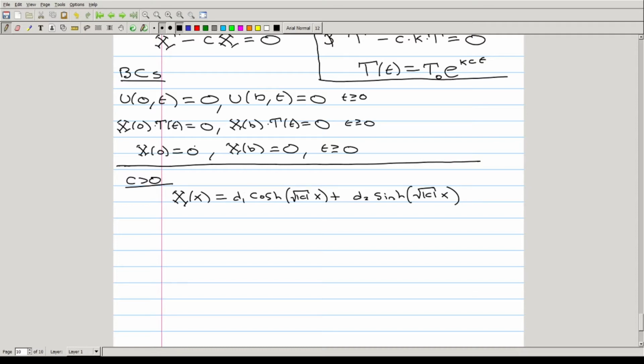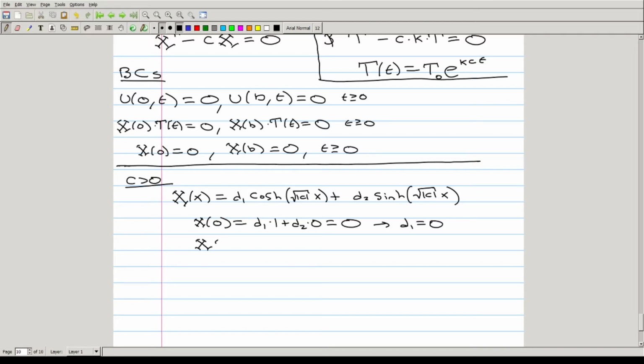However, for applying the boundary conditions here, hyperbolic cosine and hyperbolic sine are a little bit easier to see what's going on, because if we go through and try to solve for our constants d1 and d2, when we plug in 0 here, we get that this is going to be d1 times 1 plus d2 times 0, and this has to be equal to 0 to satisfy our boundary condition, which implies that d1 is equal to 0.